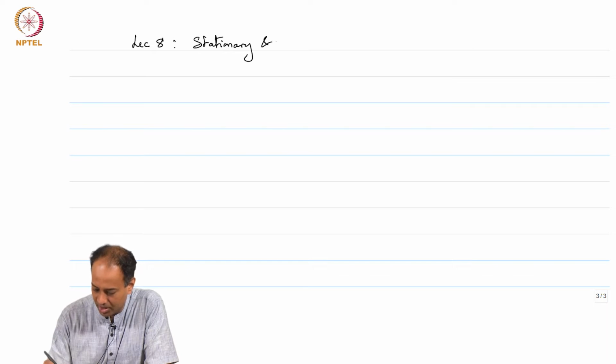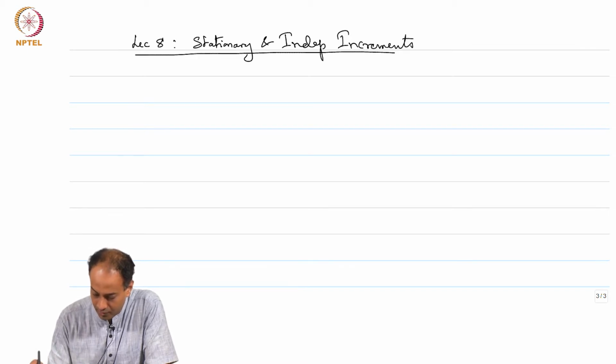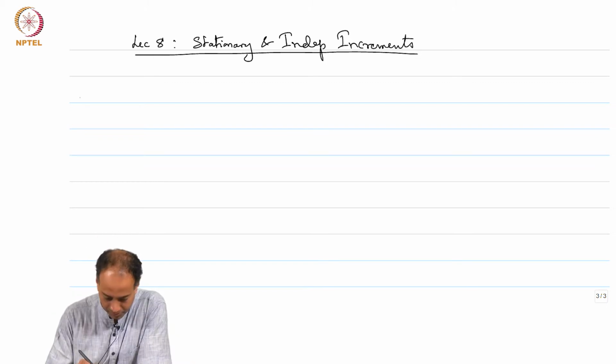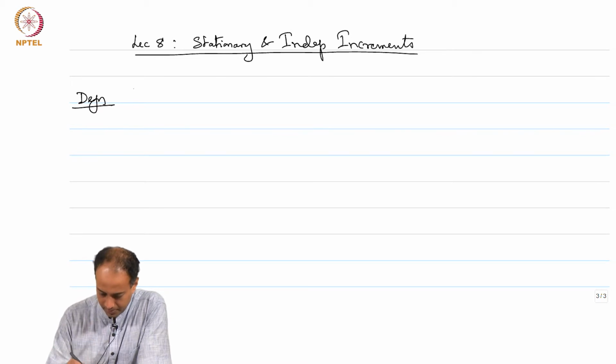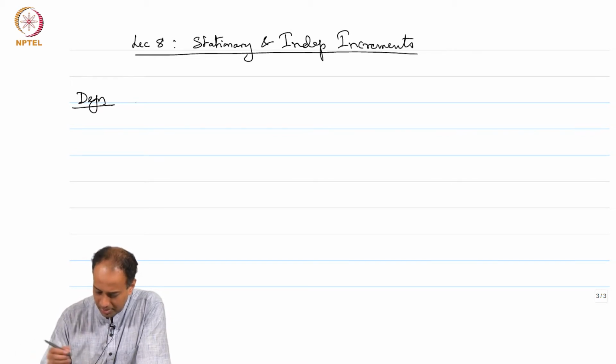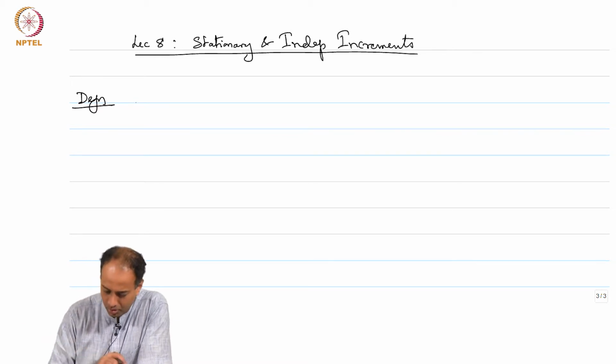Stationary and independent increments. Definition. As a matter of notation, let me just develop one notation right now.